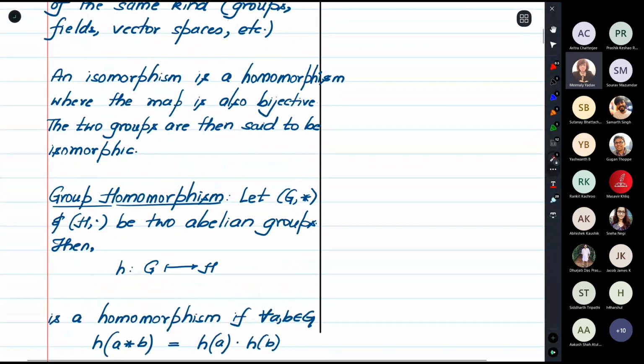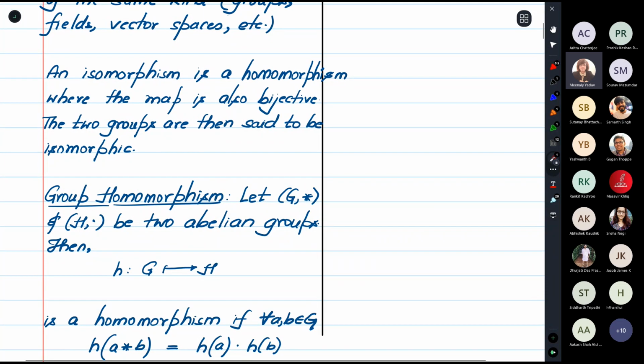The first thing that we will discuss in relation to homomorphism is that of group homomorphism. So what is a group homomorphism? To begin with, we will presume that we are given two groups. Recall that a group is a tuple made up of two objects: one is a set and the other is the operation. So we are presuming here that we have been given two groups.